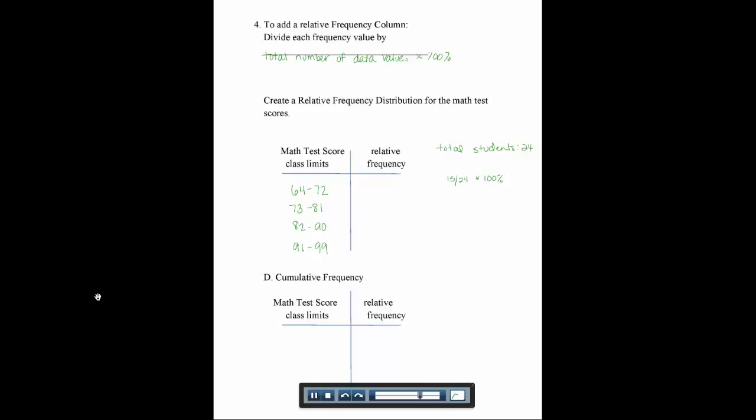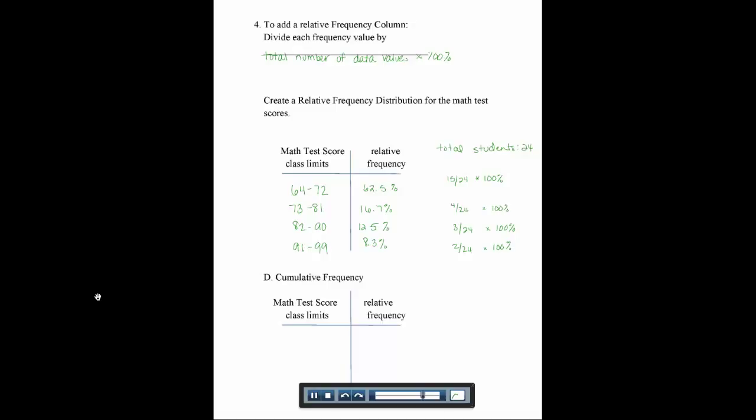So here we get 62.5%. And then for the next one, our data value was 4. So we would take 4 divided by 24 and multiply it by 100%. So the number we put there would be 16.7%. Okay, and so on and so forth. So our next value is 3, so we take 3 divided by 24 times 100. When we do this, we get 12.5%. And then last, we would take 2 divided by 24 times 100. And then we would get 8.3%.